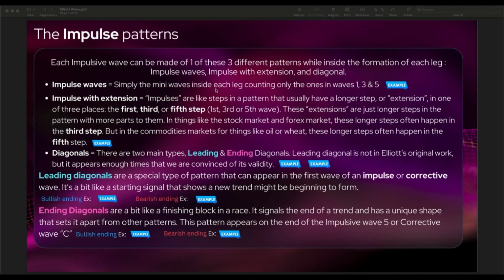Okay, so starting off, we're going to talk about impulsive waves, which is simply the mini waves inside each leg, counting only the ones in waves 1, 3, and 5. So the impulsive waves, what I mean, I'm not just talking about regular waves. I'm talking about there's impulsive waves inside of impulsive waves themselves. So let me open up this example for you.